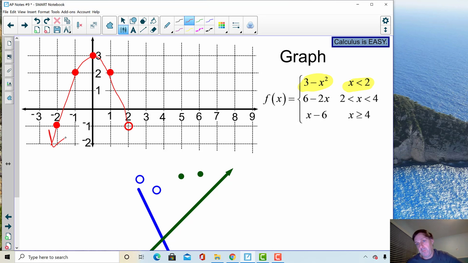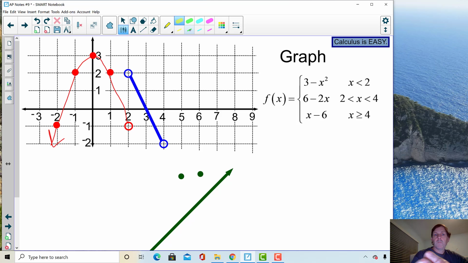Now for the middle part, when x is between 2 and 4, it's going to be 6 minus 2x. I think most people recognize that as a line, so we really just need 2 points. And the best points to choose are just the endpoints. So when x is 2, you'll get 2. You can plot that point. And when x is 4, we get -2.